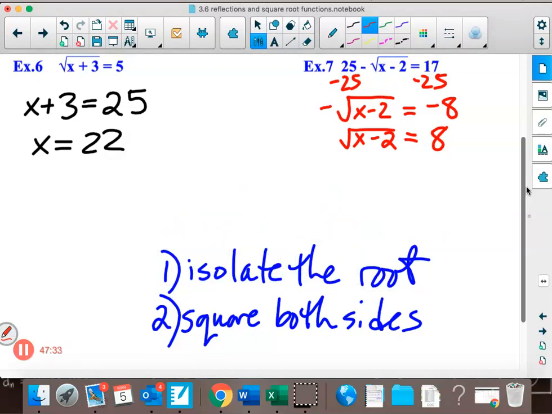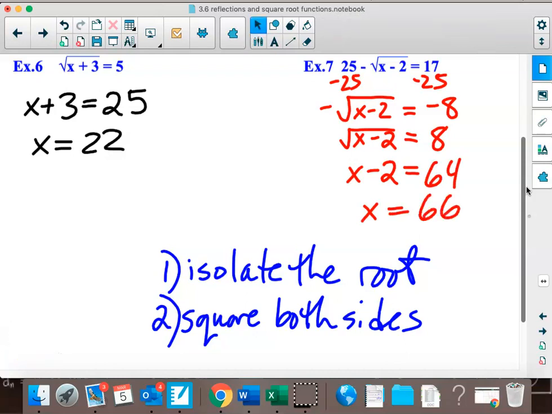So I square both sides. What is square root of x minus 2 squared? X minus 2. What is 8 squared? What's the last thing I have to do? Add 2. 66. Wow.